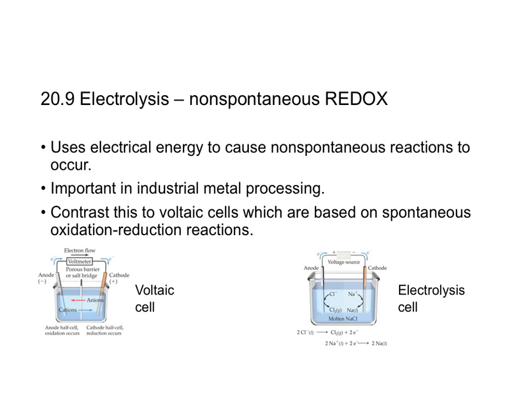We come to the last section of this very long chapter, and it's entitled Electrolysis, 20.9. These are non-spontaneous redox reactions. They require electrical energy to cause the non-spontaneous reaction to occur. It's very important in industrial metal processing. We'll talk about that. Contrast this to a voltaic cell, which is based on a spontaneous reaction.